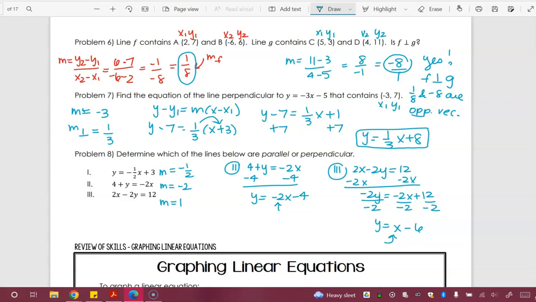So are any of them parallel? Do any of them have the same slopes? No, right? None are parallel. None have the same slopes. What about perpendicular? Do any of them have opposite reciprocal slopes? Notice these two are reciprocals, but they're not opposite. So none are perpendicular. Okay, guys, that is our review.